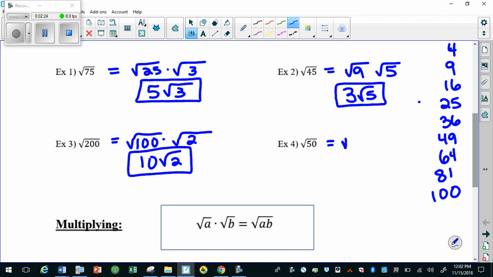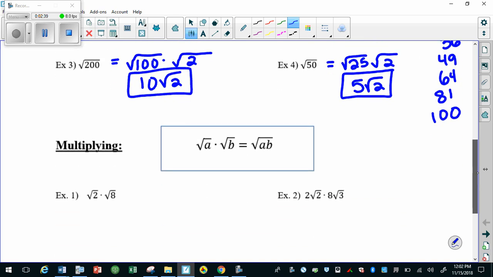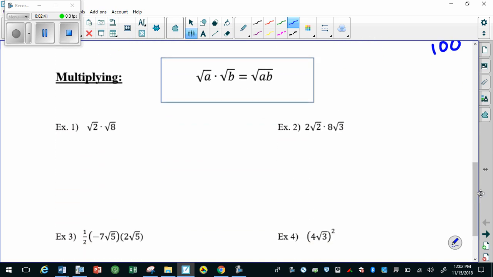And then last one, radical 50. So your final answer for that should be 5 radical 2. Okay, so we've done that already. Just a quick review on that. And the reason we're reviewing that is because now we're going to talk about multiplying, dividing, adding and subtracting with radicals.